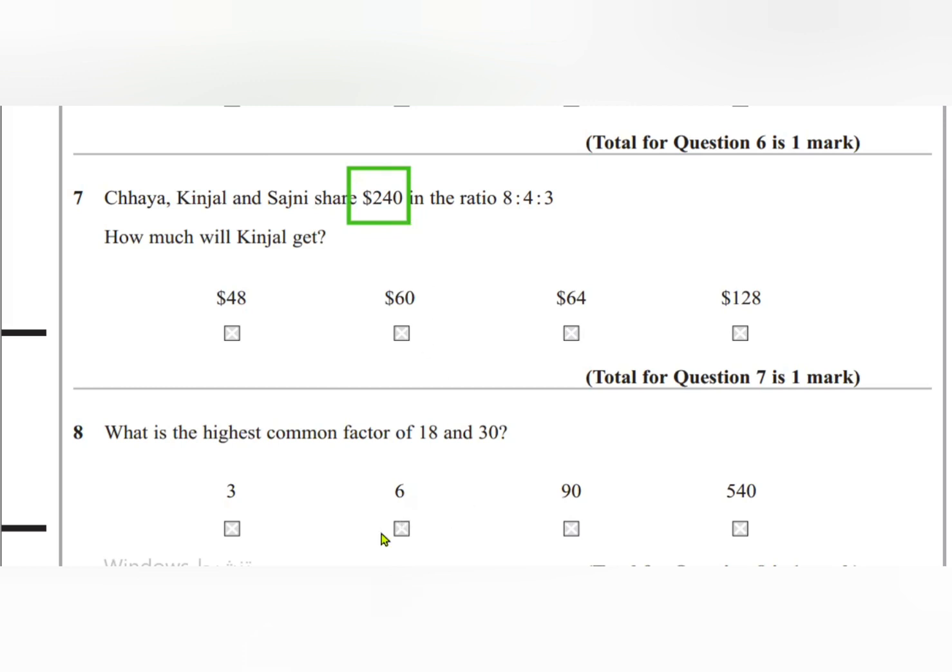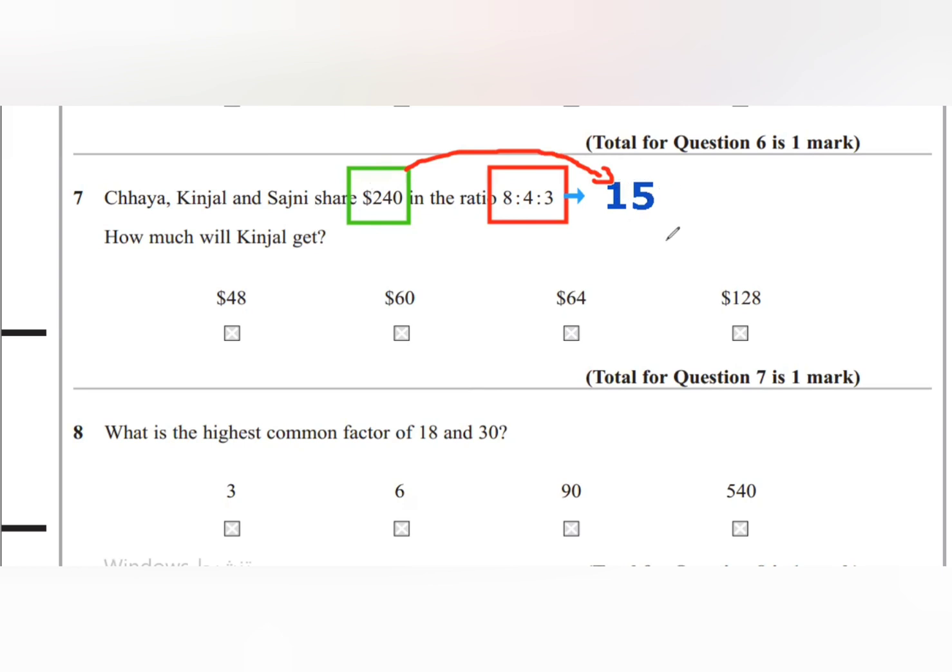What's the meaning of the ratio method? The first step in the ratio method is to add all the ratios together: 8 plus 4 plus 3. Let's use a calculator, it's okay. So 8 plus 4 plus 3, and I get 15. Now, what do I do with the 15? I'm going to take the 240 and divide it by the 15, because this is the total number and this is the total ratios.